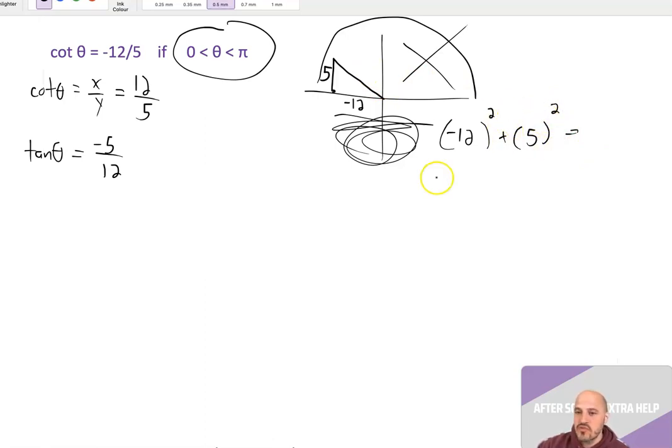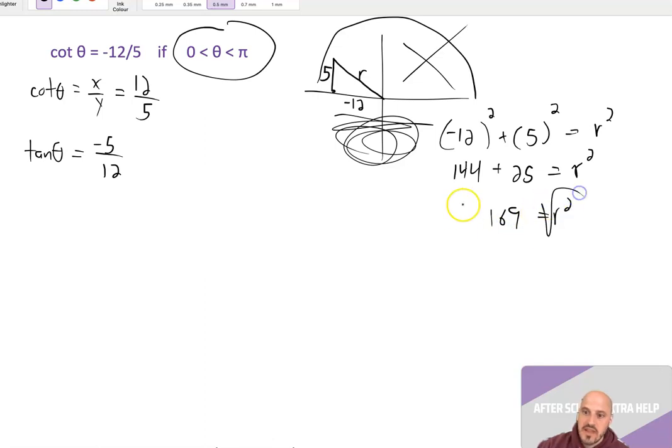And you might know this triple, but if not, we can do the work out, right? 144 plus 25 equals, I forgot to write, let's call it r squared. Well, if I add these, I get 169 equals r squared. And if I take the square root of both sides, I get 13, right? That's that Pythagorean triple of 5, 12, 13. And let's fill that in. So r is 13, so I can relabel that as 13 over here.